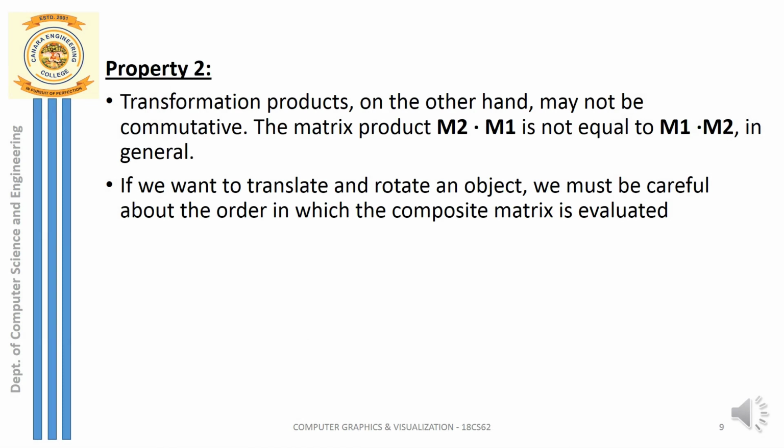Next we have property 2, the next property of matrix multiplication, that is the transformation products. Transformation products means the final answer after multiplication of matrices. It is not commutative. What is the meaning of commutative here? The matrix product M2 and M1 may not always be equal to the product of M1 and M2. Just by reversing, M2 into M1 may not always equal M1 into M2 in general, so you cannot call this commutative. That is the second property.